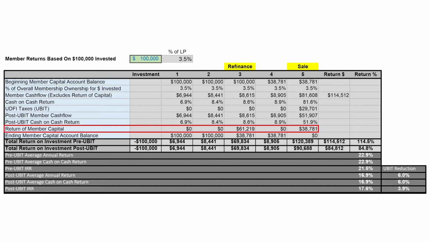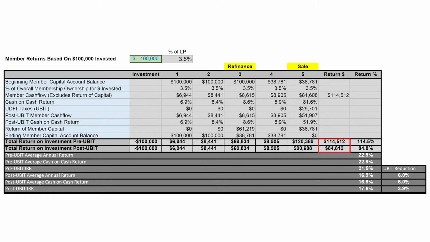Keep that in mind, and we'll come back to it shortly. Let's head to the total returns line, split up by pre and post UBIT. Again, the pre-UBIT line is for cash or solo 401k investors. The post-UBIT line is for self-directed IRA investors. As you can see here, the tax itself is a sizable amount, which reduces our returns from $114,000 to $84,000.